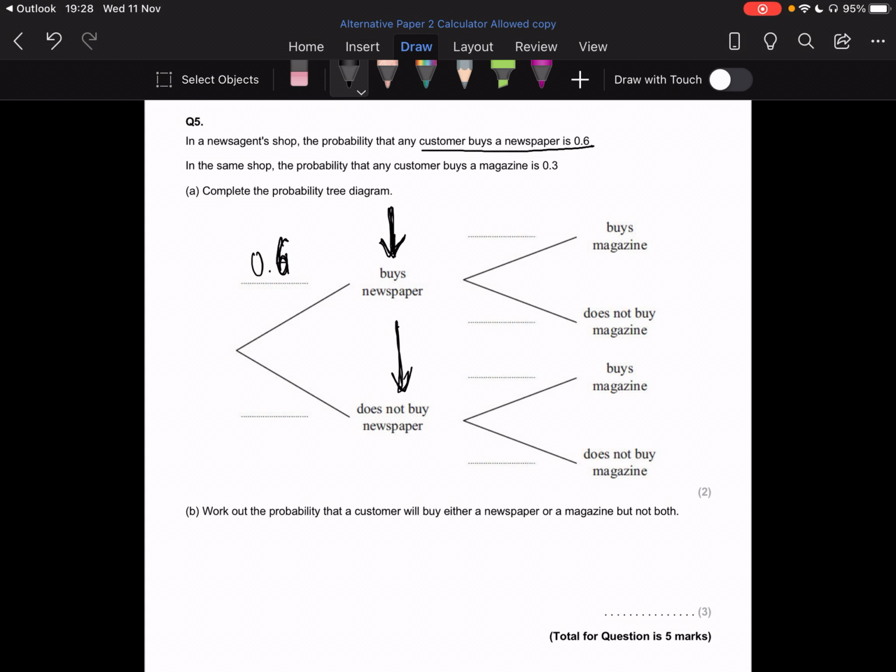The probabilities do have to add up to 1, right? So if buying a newspaper is 0.6, the probability that you won't buy a newspaper is 0.4, because that adds up to 1.